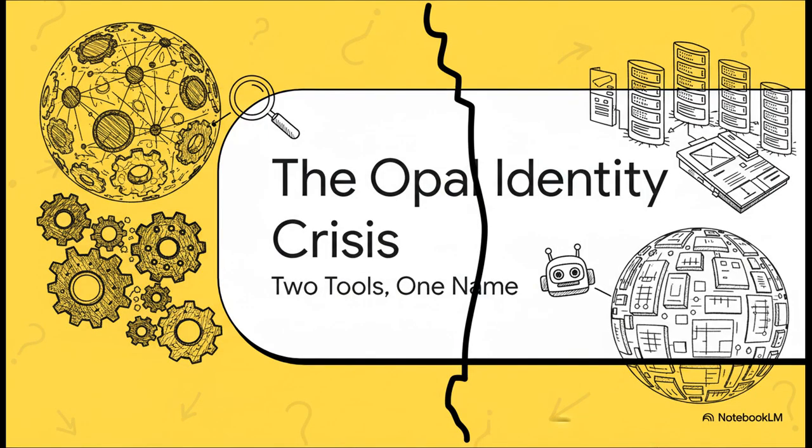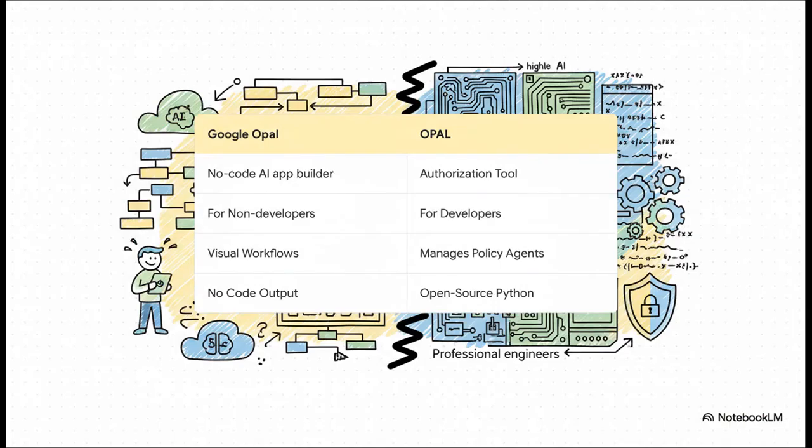Okay, first things first, let's tackle this identity crisis head on. Because when people in tech talk about Opal, they're usually talking about one of two completely different things. So let's break this down. On one hand, you've got Google Opal. Think of this as the super accessible, no-code tool for marketers, designers, anyone who just has an idea. But then you have this other thing, Opal, which stands for Open Policy Administration Layer. And this is for the hardcore developers. It's open source, it's all about security policies. They are worlds apart.